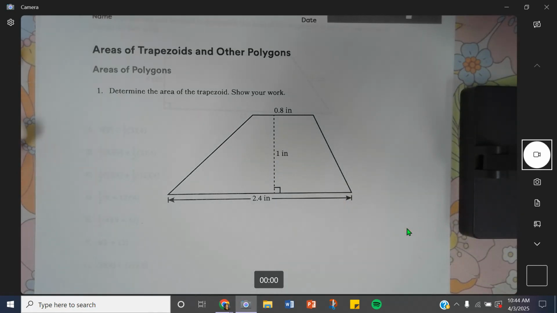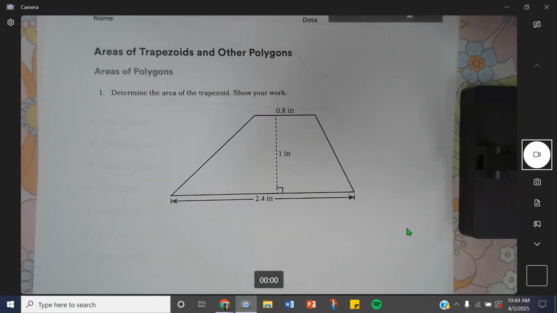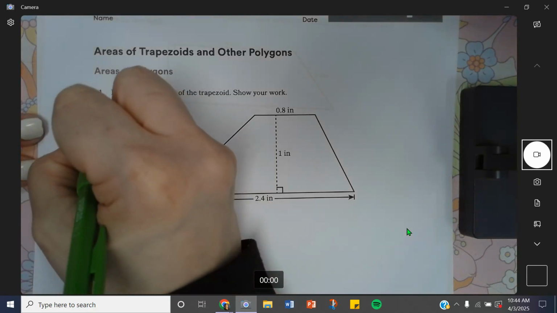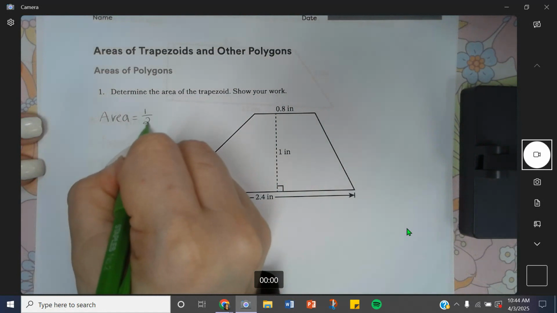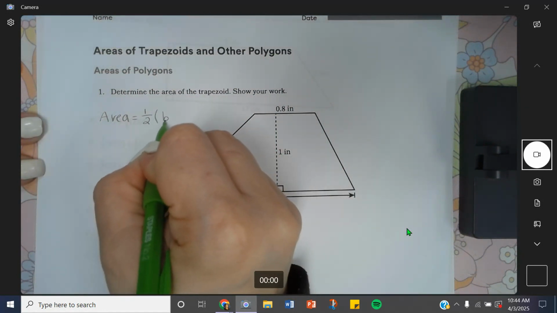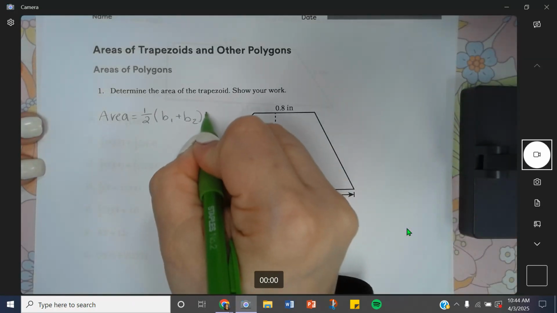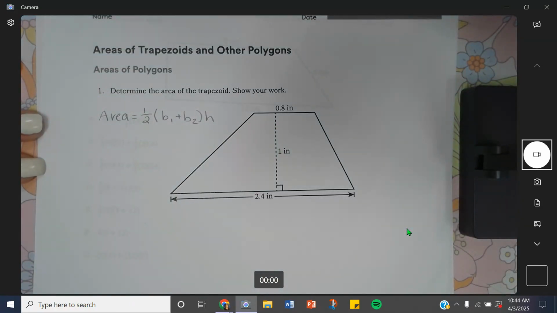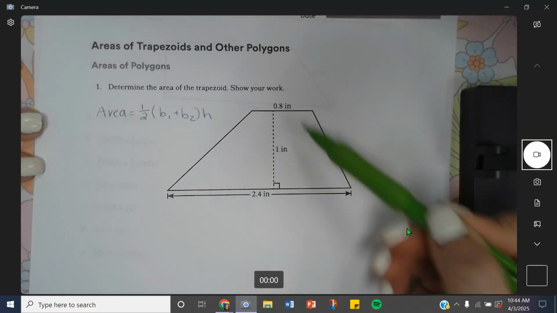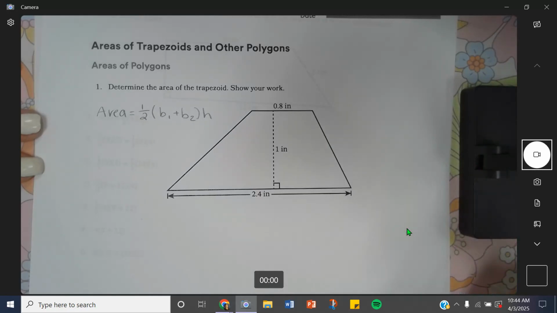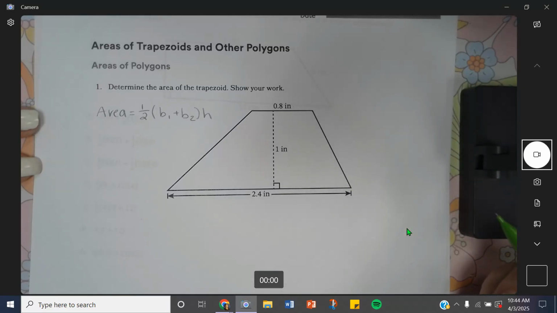And we have a new formula that we're going to be using when working with the area of a trapezoid. So the formula that we're going to use for this is area equals 1/2 times base 1 plus base 2, times the height. If you notice with this trapezoid example here that you have two different bases, and so we're going to need to use both of these bases to find the entire area of this trapezoid.